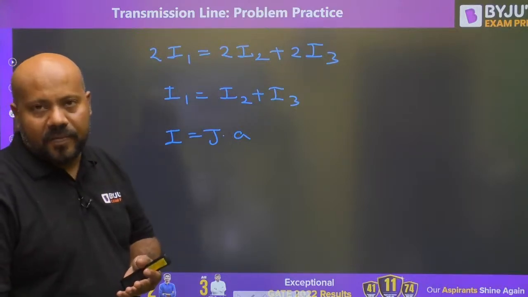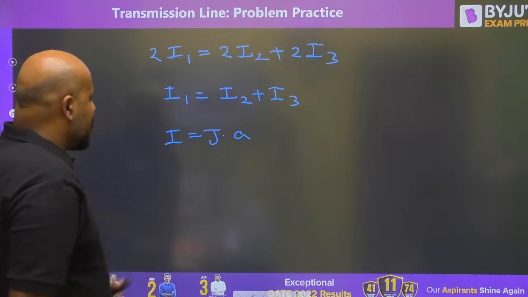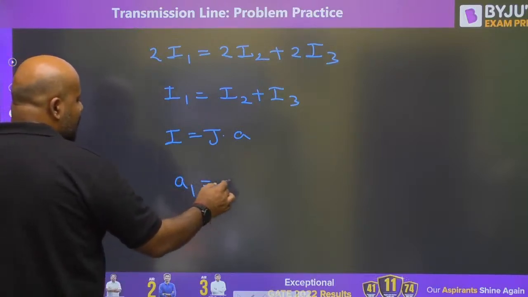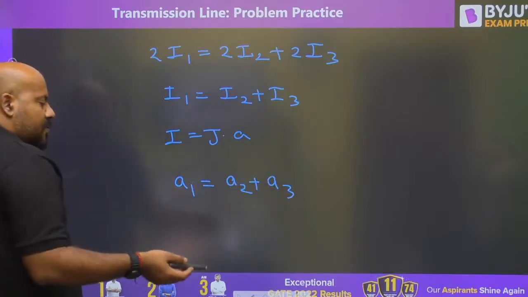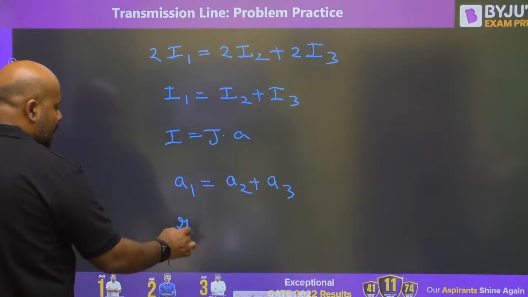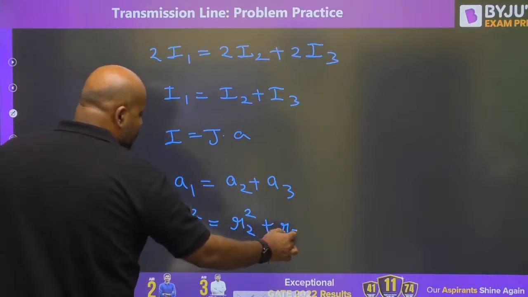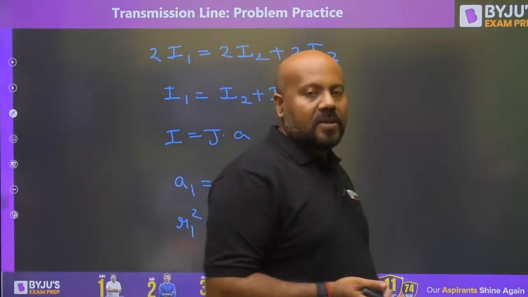Tell me in the comment section. Can't you directly equate the area? Yes. So how are you going to equate the area? You are going to equate the area as A1 is equal to A2 plus A3. Area you can write as pi R square. So simply I am writing R1 square is equal to R2 square plus R3 square, because pi is going to be the same, pi is going to be cancelled.